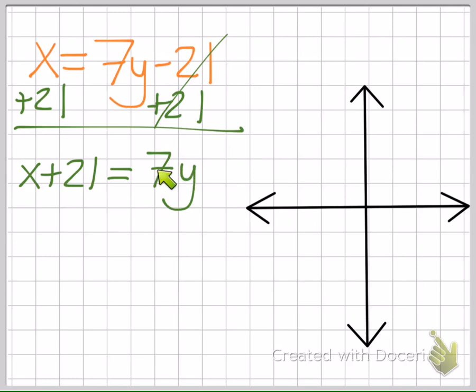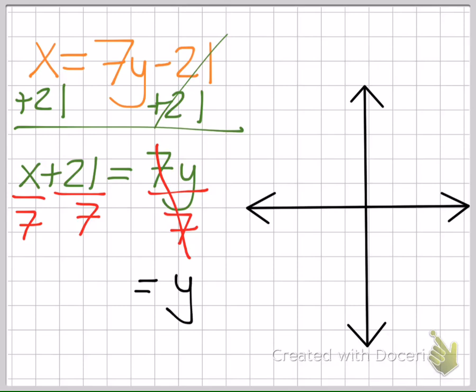Now I want to get y by itself. So I'm going to undo the multiplication by 7. I'm going to divide by 7. Which means I have to divide both of these things by 7. So on this side I'm just left with 1y. 21 divided by 7 is a positive 3.